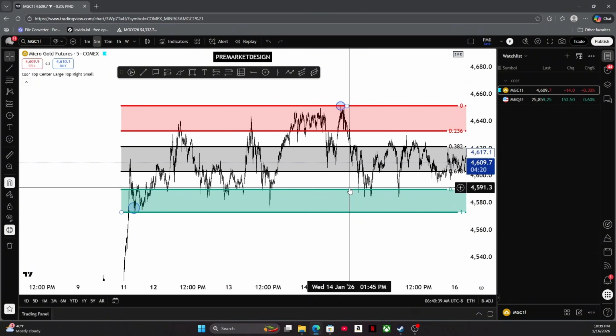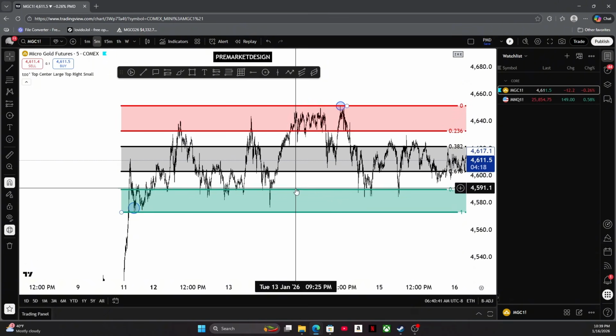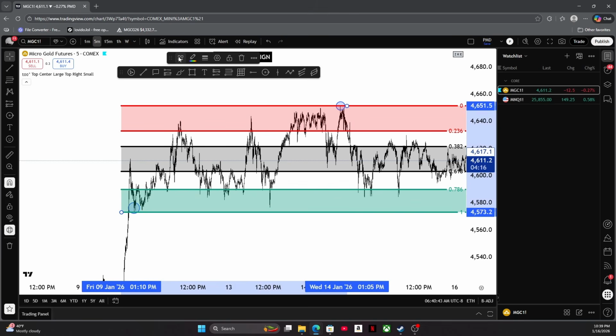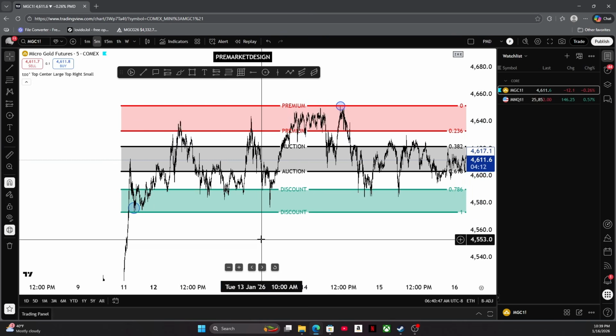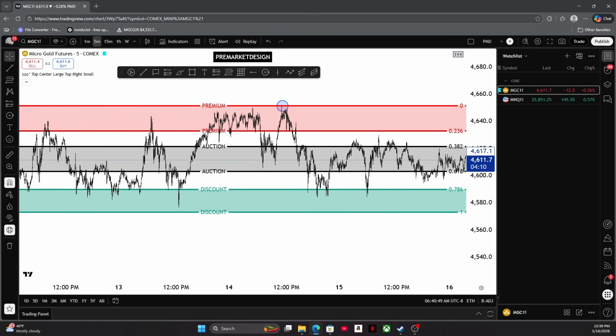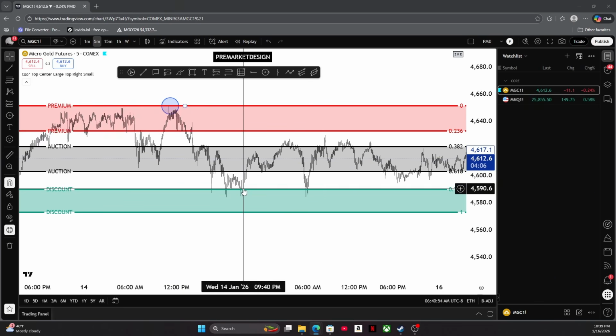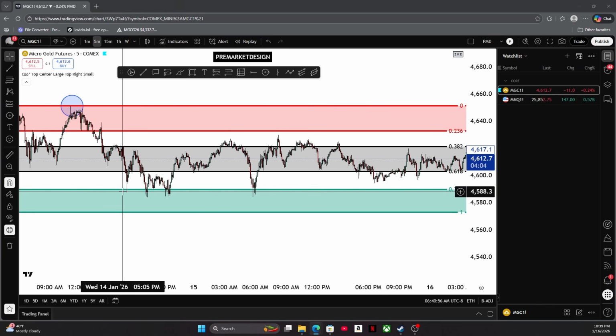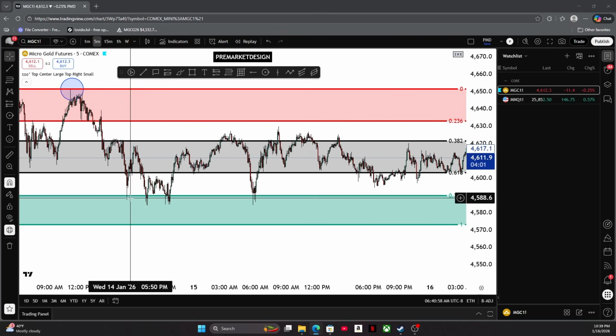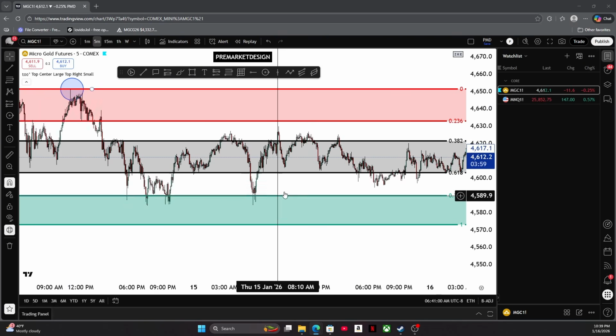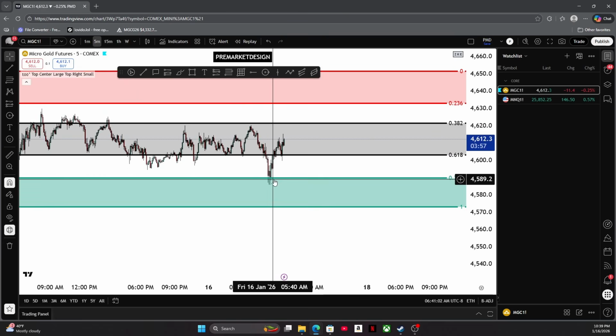And as you see, this looks good actually. We have our premium, we have our auction, we have our discount. Each and every time price comes to our discount, we get that reaction. You have the fib drawn out like that for sure. We get a reaction at the 786 here, multiple rejections at the 786. This is textbook: rejection, rejection, rejection, rejection, rejection.